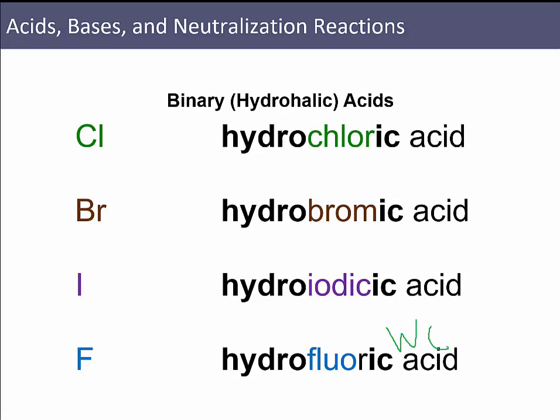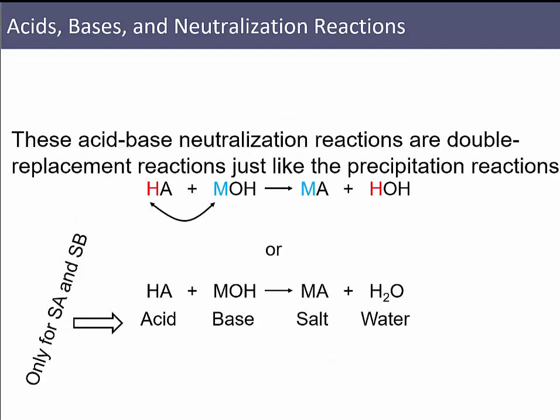So what do you do with these acids and bases in solution? Well, if you mix them, you're going to get an acid-base neutralization reaction. They are double displacement reactions, just like precipitation reactions. It's just that we are going to have water pretty much all the time as one of our products. So we'll form HOH, dihydrogen monoxide, and then we'll have the leftover parts of our acids and bases.